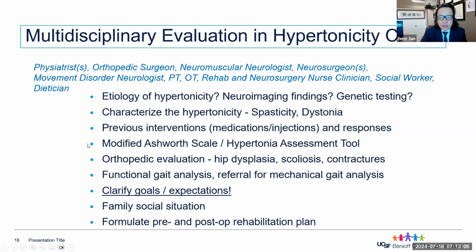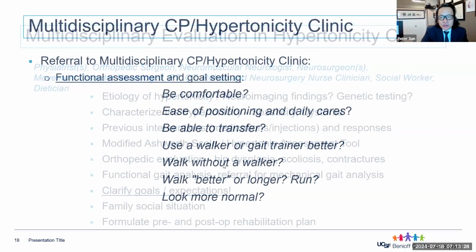So collectively, we go through these assessment questions. I think in particular, we want to know their family situation to see if they can stay with us for a prolonged inpatient stay. That's important for the SDR program. And then we have to set goals and expectations in terms of what we are doing with spasticity reduction.